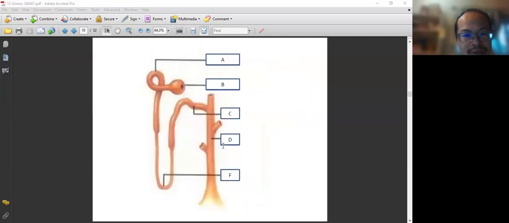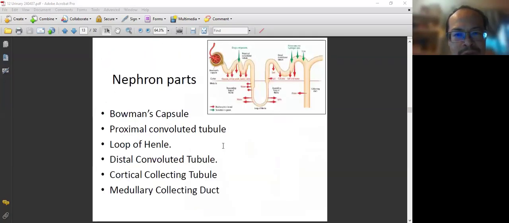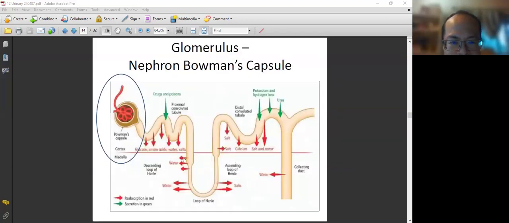So let's go back to here. What's the feature about the loop of Henle? Loop of Henle right here. In the descending limb, you still have some water permeability. Water gets reabsorbed, but gradually you lose it. And down here, you still have some, but you lose it. At the same time, you reabsorb salt. So you make this environment less watery, but very salty.